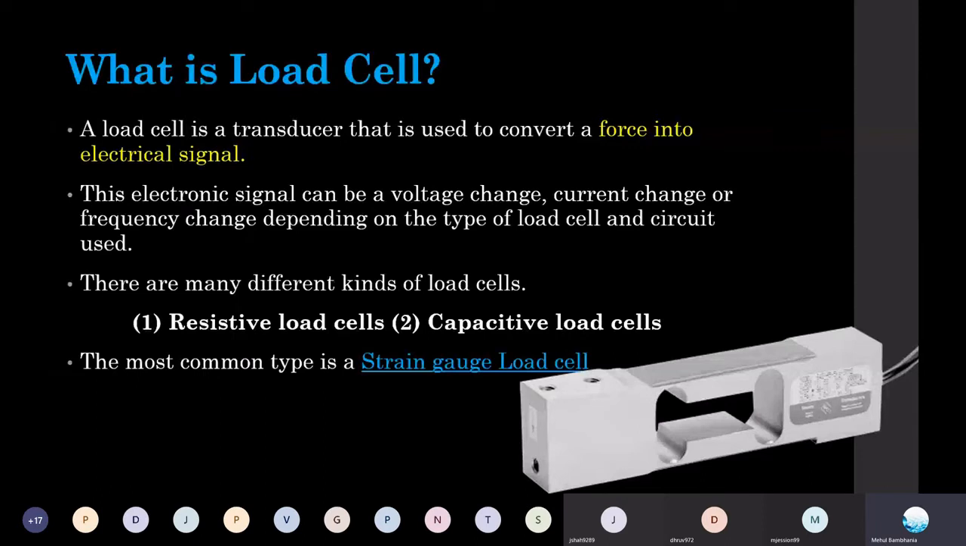Now, basically, there are two different types of load cells we can categorize. The first one is the resistive type of load cell, which is based on the resistive principle, and the second one is the capacitive load cell, which works based on the capacitor principle. Today we are discussing the strain gauge, which is ultimately one kind of resistive type of load cell. So what is meant by a resistive load cell?